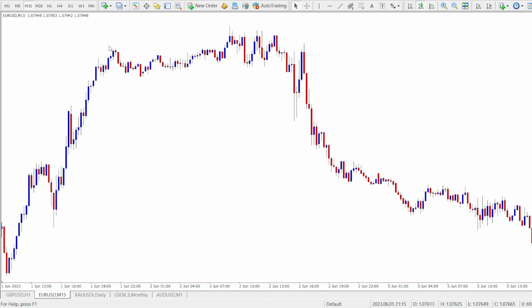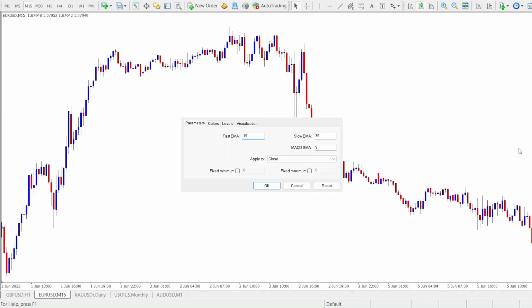Now, as we can see, we are on the 15-minute chart because these particular settings that we are discussing in this video are for the 15-minute chart, okay? And I'm just going to be opening the MACD settings, as we can see here.